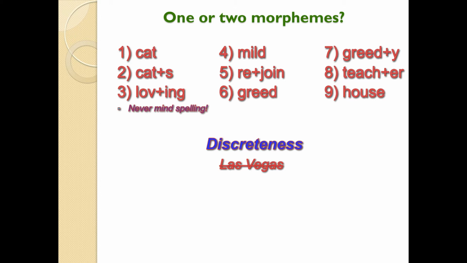Mild is just one morpheme. Rejoin, 2 morphemes. Greed, 1 morpheme. Greedy, 2 morphemes. Teacher, 2. Teach and house, just 1 morpheme. It doesn't break down any further.